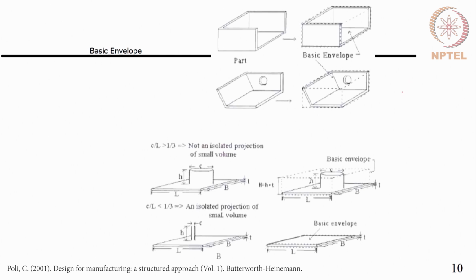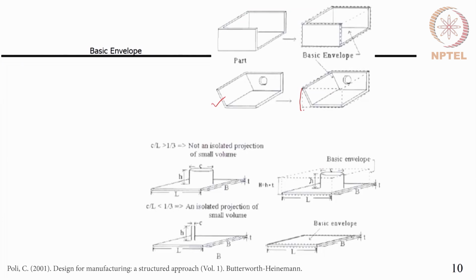So, to determine the basic envelope, if we have different designs, how we come up with the basic envelope. The basic envelope is the convex hull or a cuboid that is placed on the part. So, if this is a part design, then this becomes my envelope of the part, based on which I will be deciding L, B and H.